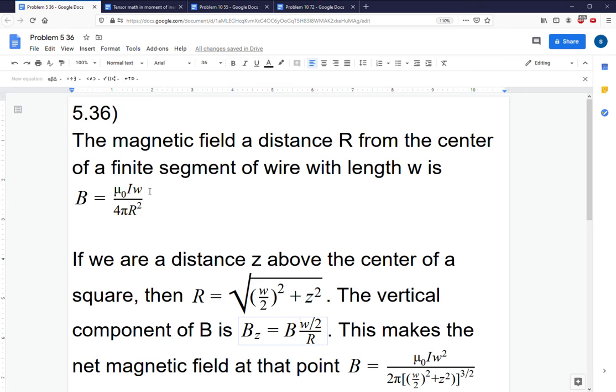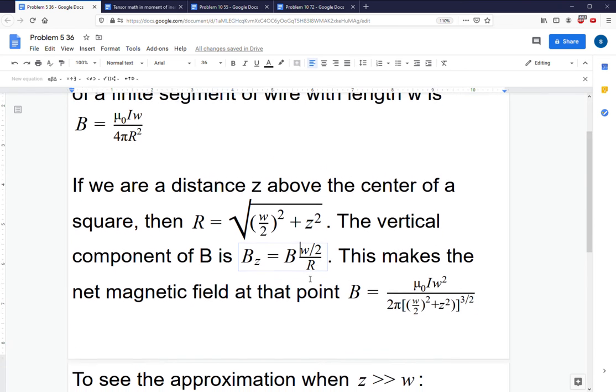We can also use the Pythagorean theorem to say that r is the distance from the center point of our wire to the point of interest. So it goes 1/2 of w, or 1/2 the length of the square, to get towards the center, and then it's offset by a distance z. So by the Pythagorean theorem, r is equal to the square root of (w over 2) squared plus z squared.